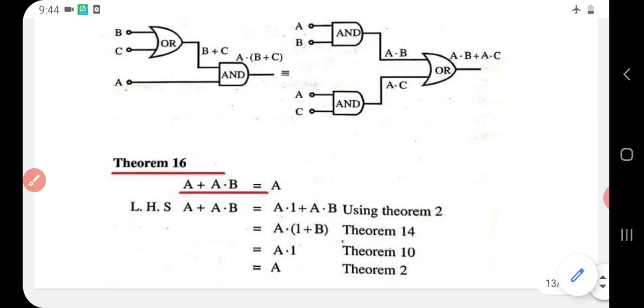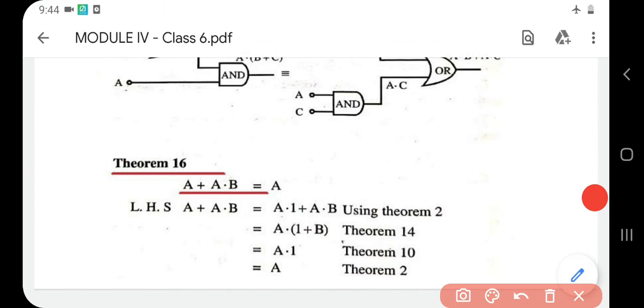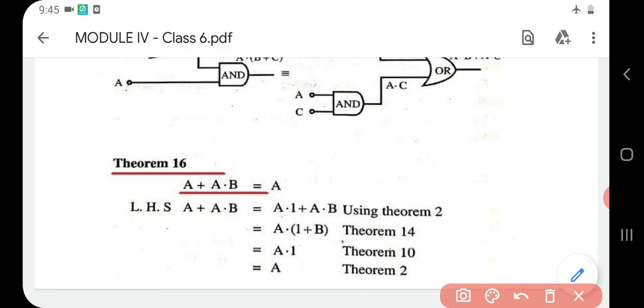Okay. Next, the last theorem, A plus A dot B equal to A. Here in place of A, you are just multiplying this A with a 1, that is A dot 1, that is A itself, plus A dot B. Now A is taken outside, so A dot (1 plus B). But 1 plus B or 1 plus A is what? 1. That we have proved today. So 1 plus B is 1. So A dot 1. What is A dot 1? A. This is how you prove a Boolean expression.